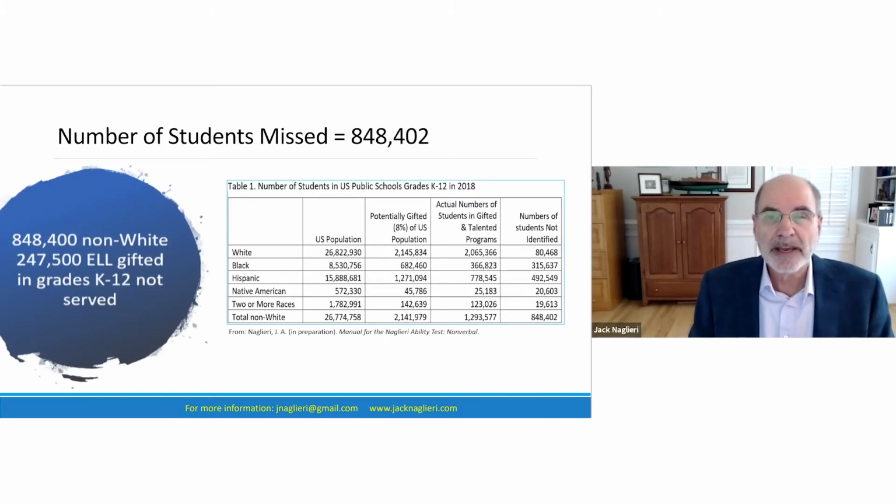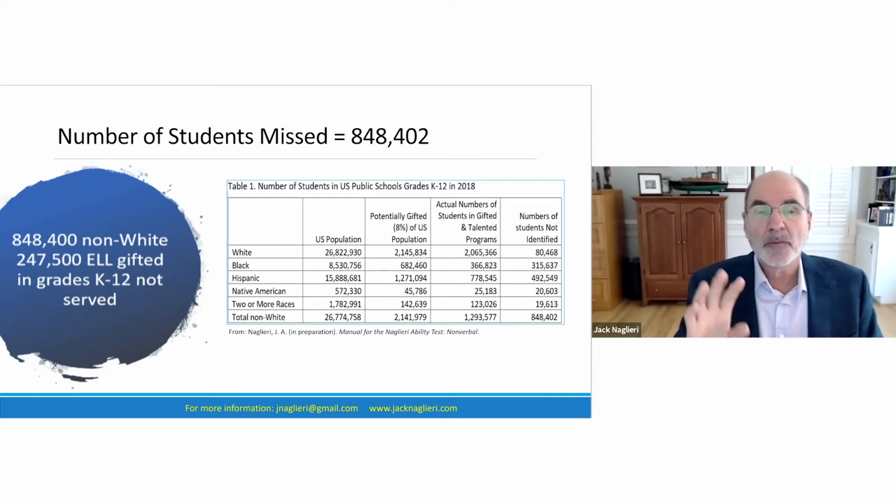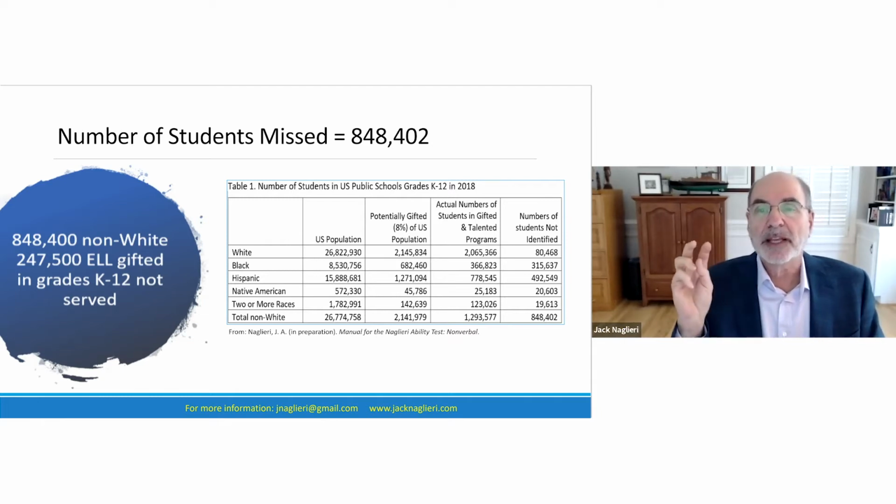Well, I did a little math and got population statistics. And even though organizations like the National Association of Gifted Children talk about the top 10% as being gifted, I just used the top 8%. And I calculated how many white, Black, Hispanic, Native American students and so on are in the US, how many are potentially gifted, how many are actually in gifted and talented programs.